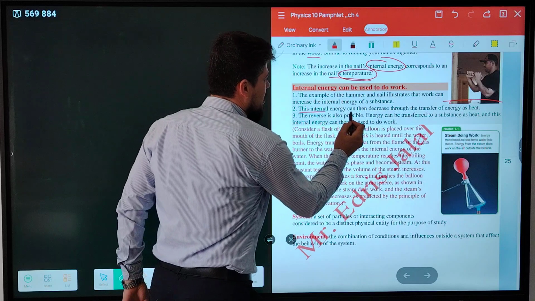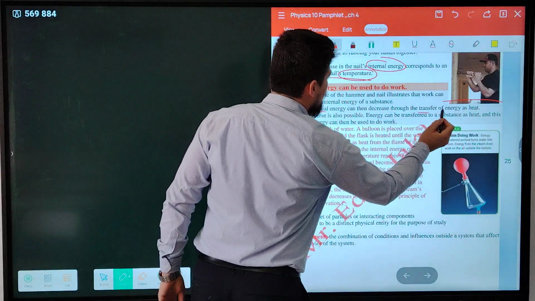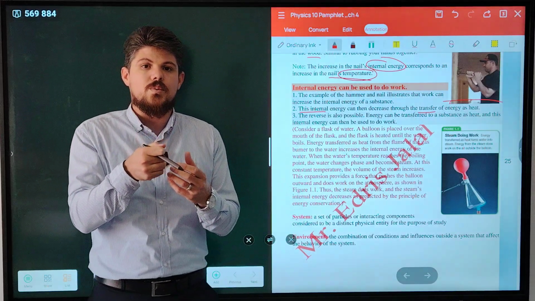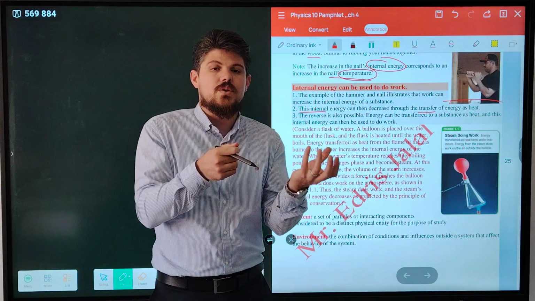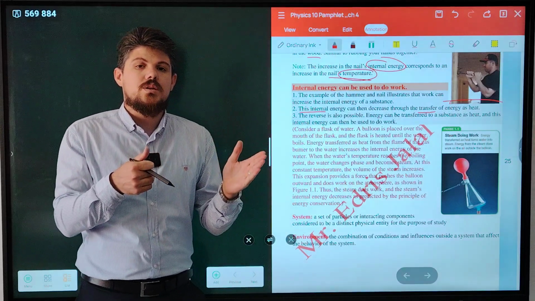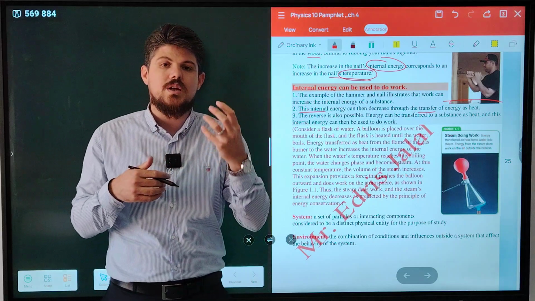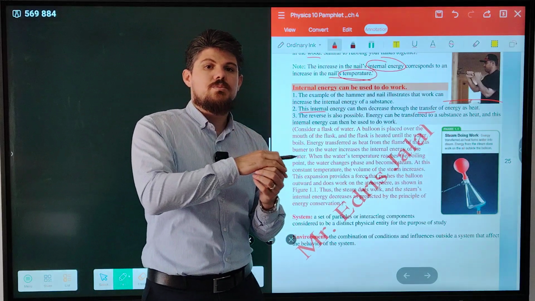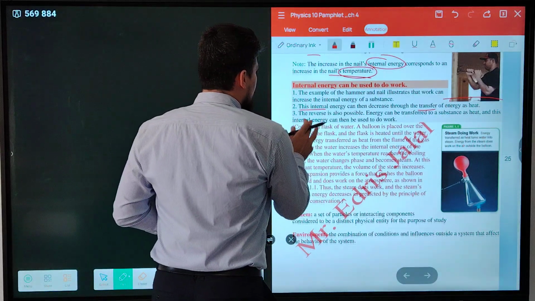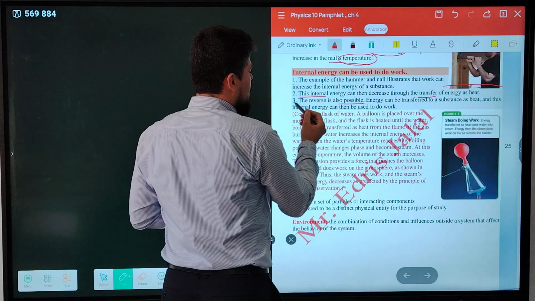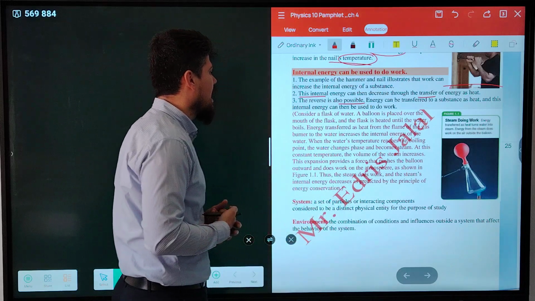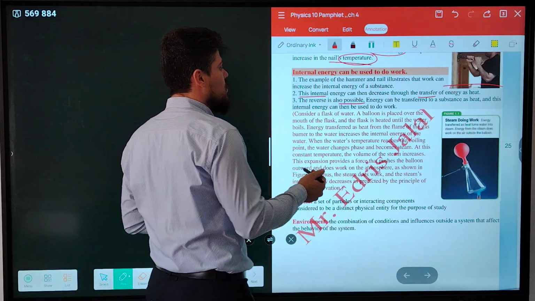This internal energy can then decrease through what? Through the transfer of the energy as heat. When you touch the nail, you feel warm. Why? Because the energy is transferred from the nail to your body. Okay. So during the energy transfer, what happened to the temperature of the nail? The temperature of the nail decreases because the higher temperature of the nail transfers to your body, which has a lower temperature. So the reverse is also possible. Okay, the vice versa is true as well. Energy can transfer to the substance as heat, and this internal energy can then be used to do work.